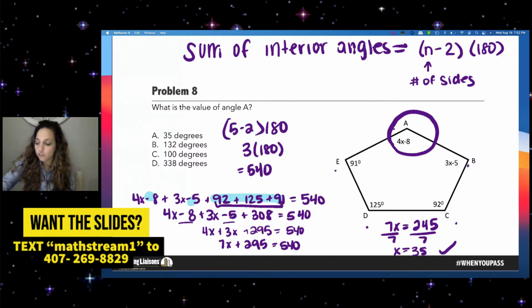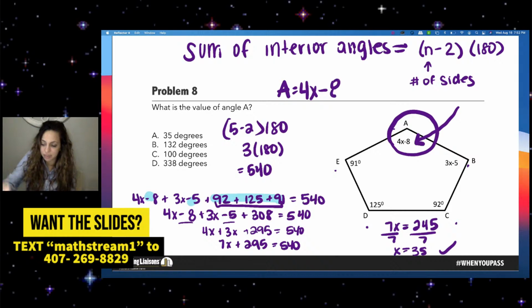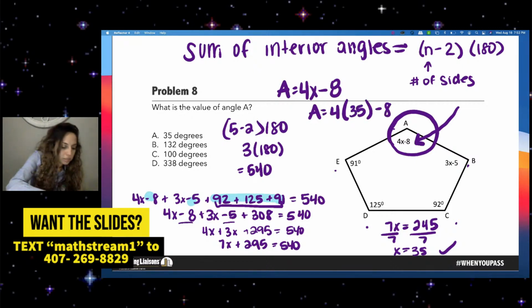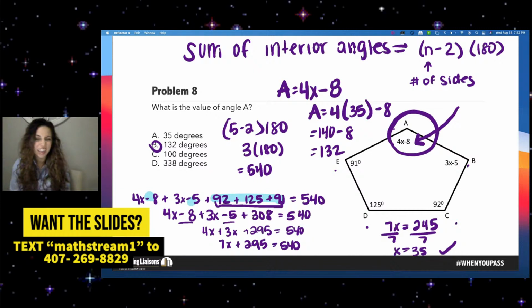It asked for the value of this angle. And the angle is 4x minus 8. Well, 4 times 35 minus 8, 4 times 35 is 140, minus 8 is 132. So the answer is actually B. All right, let's keep going.